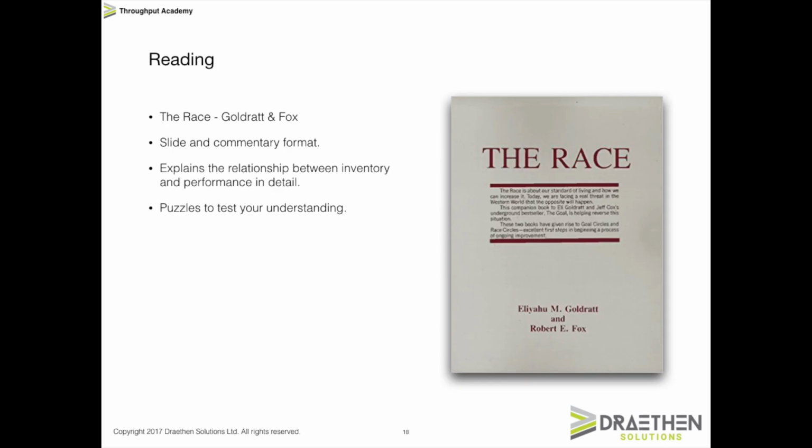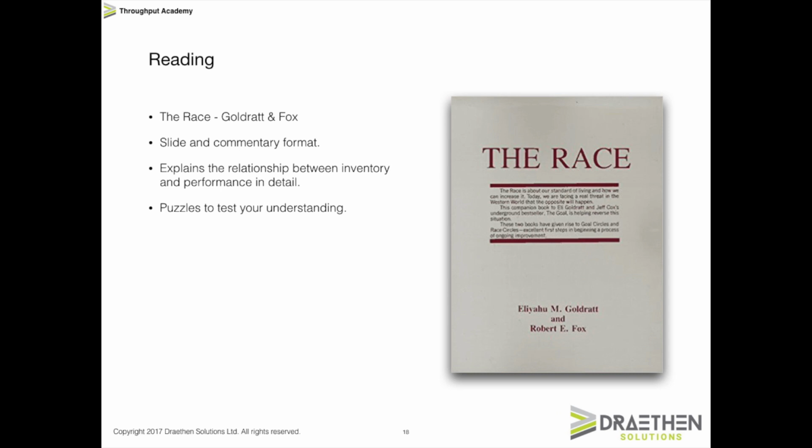Okay, that's almost it for part two. As with each of these videos, I'm going to recommend a little bit of reading for those of you who really want to get under the skin of this topic. This time it's The Race by Goldratt and Fox. Last time we had The Goal by Goldratt and Cox. This time we've got The Race by Goldratt and Fox. That's not a typo. Bob Fox was one of Eli's partners at one point.